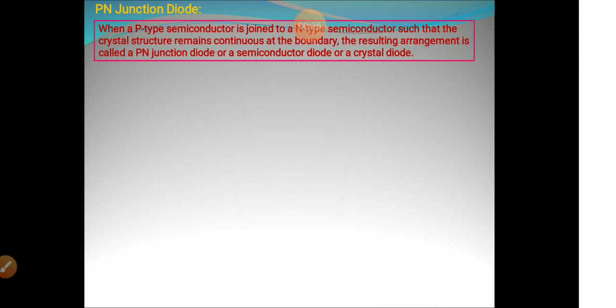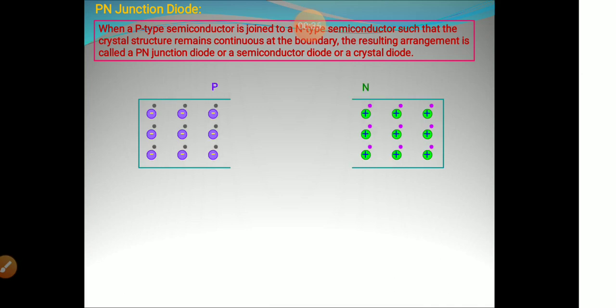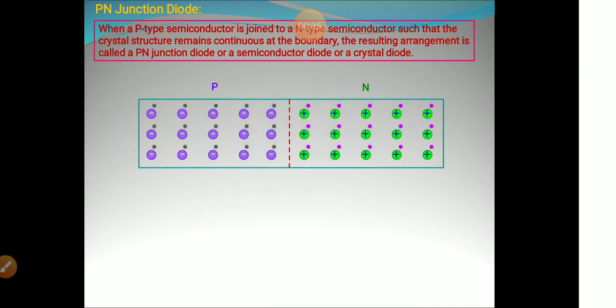Now when a p-type semiconductor is joined to n-type semiconductor such that the crystal structure remains continuous at the boundary, then this arrangement is called PN junction diode or a semiconductor diode or a crystal diode.